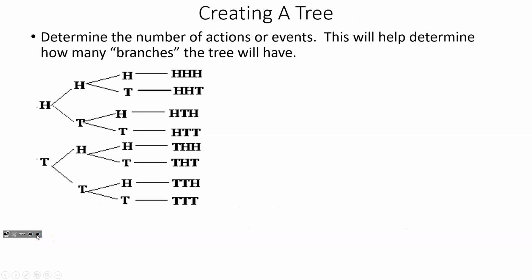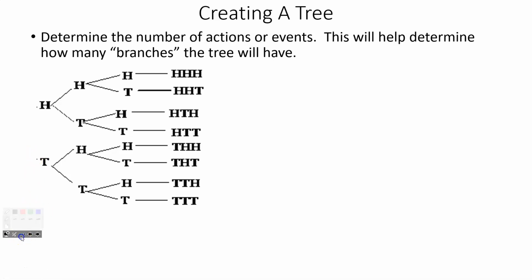So there's a couple ways to do it. The first way is to create a tree. The first thing you need to do is determine the number of actions or events that you're going to be doing. This helps determine how many branches your tree is going to have. That's why they call it create a tree.